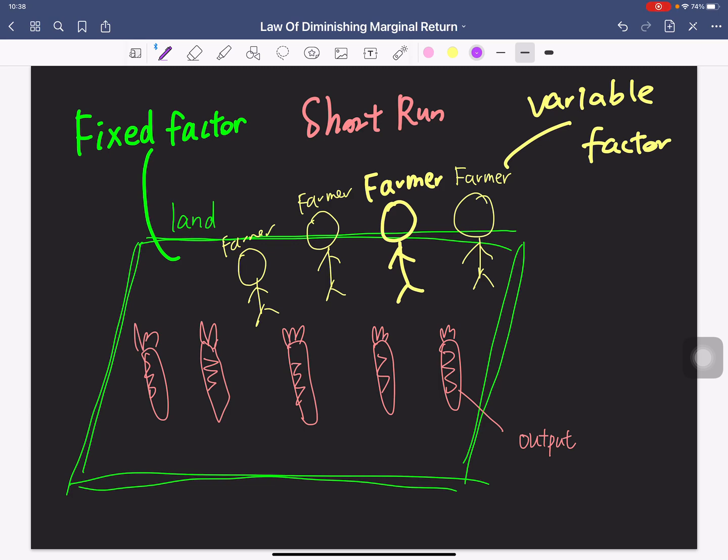In this video, we're going to go through the law of diminishing marginal return, but let's break it down. Let's do it step by step. So first, we have to know a word. It is called fixed factor. So let me tell you a story.